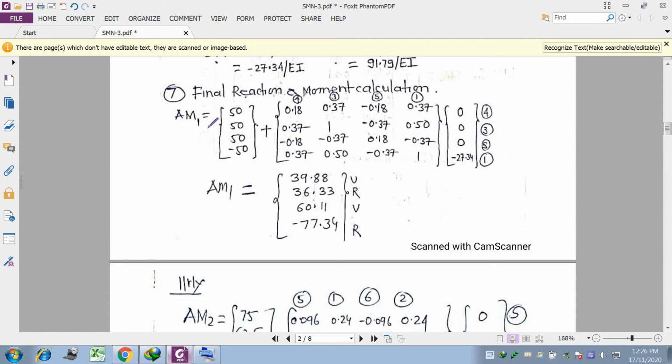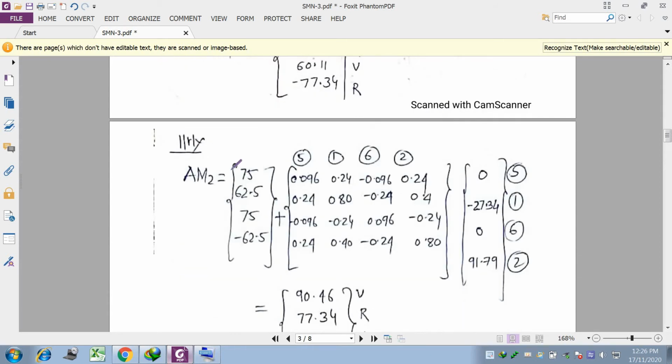Okay, and then you will get the value of AM1, that is equal to 39.88, 36.33, 60.11 and minus 77.34. And always remember, the first value will become vertical reaction, the second will be rotation, and so on. Now similarly, we have to calculate AM2. For AM2 we have to consider the AML2 that we calculated in the last step, then SM2 we have already calculated in step number 2, and then accordingly DF2.